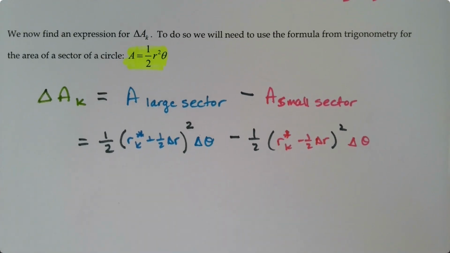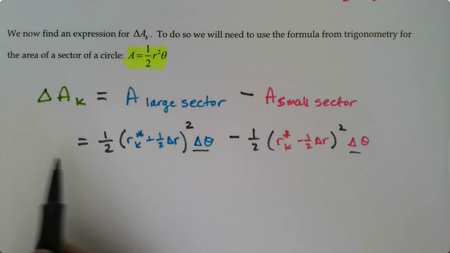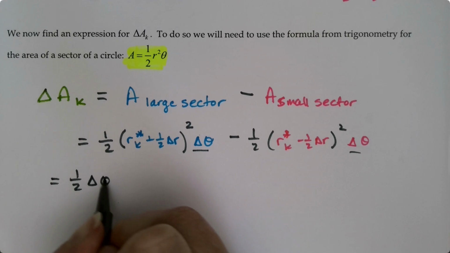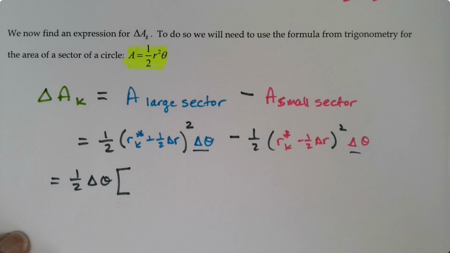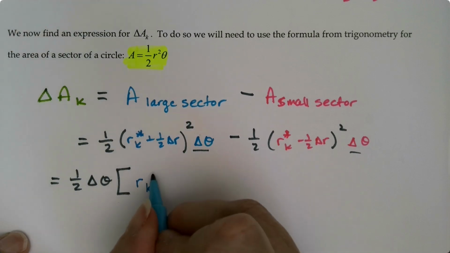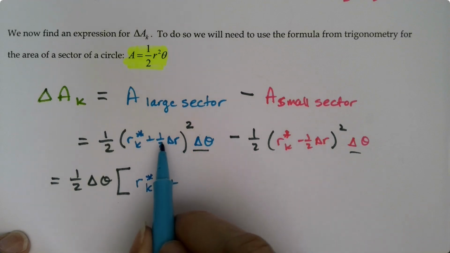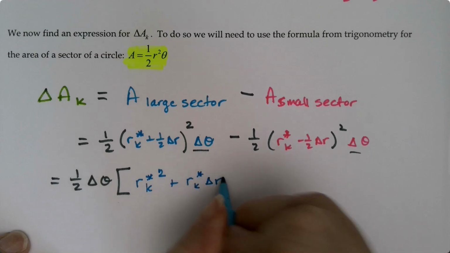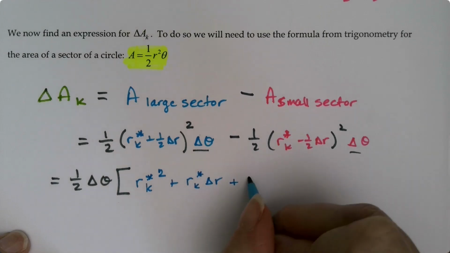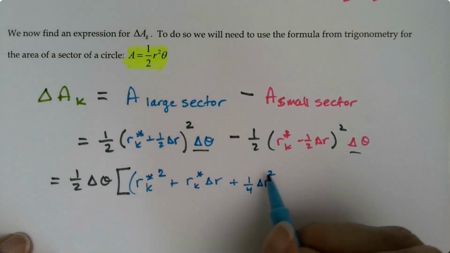All right, and now we're just going to do some algebra, right? Some fancy algebra. First off, I noticed that delta theta and 1/2 is in everything, so I'm just going to pull that out to the front. 1/2 delta theta out times the whole thing. And then I'm going to distribute this. I'm going to FOIL it. So this would be r sub k star squared plus 2 times r sub k star times 1/2 delta r, which really means r sub k star times delta r, plus 1/4 delta r squared. That's just the first piece FOILed.